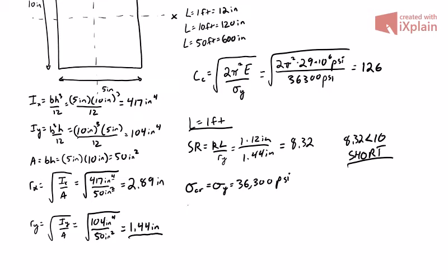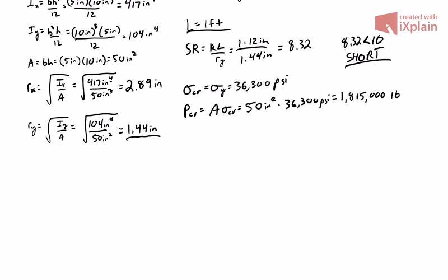And then if we want the critical load, it's just the area times the critical stress, which is 50 inches squared times 36,300 psi, which gives us, I'm just reading this off, 1,815,000 pounds. All right, so pretty high. Next up we'll do our 10-foot column. We'll see how that compares to the 1-foot column.